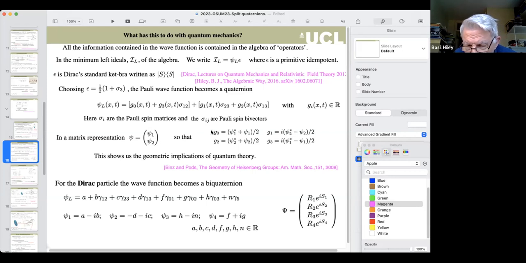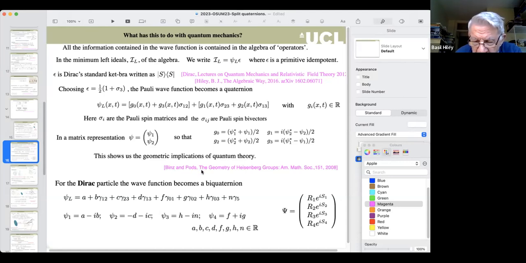Very simply. The G's actually contain information about the wave functions. So I've got G0 giving me the real part of the wave function psi 1. G1 gives me the imaginary part of the wave function psi 2, etc. So this shows that there is a geometrical implication for quantum theory. And I owe my indebtedness to Ernst Binz for this.